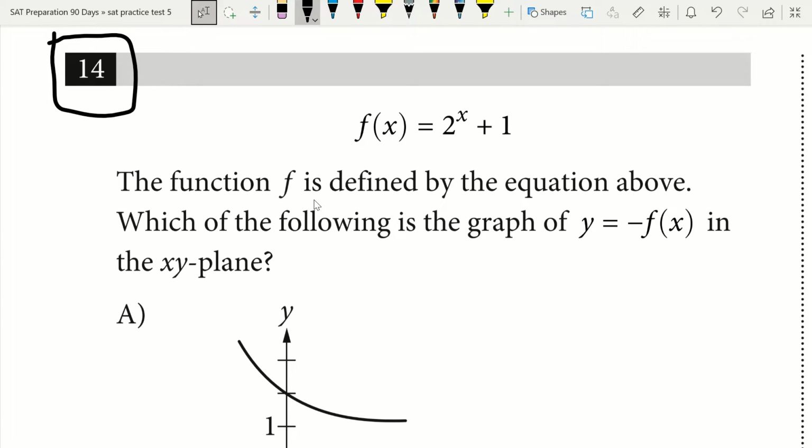If we look at question 14 from SAT Practice Test 5, it tells us that f of x is equal to 2 to the power of x plus 1. It says the function f is defined by the equation above. Which of the following is the graph of y equals negative f of x in the xy plane?